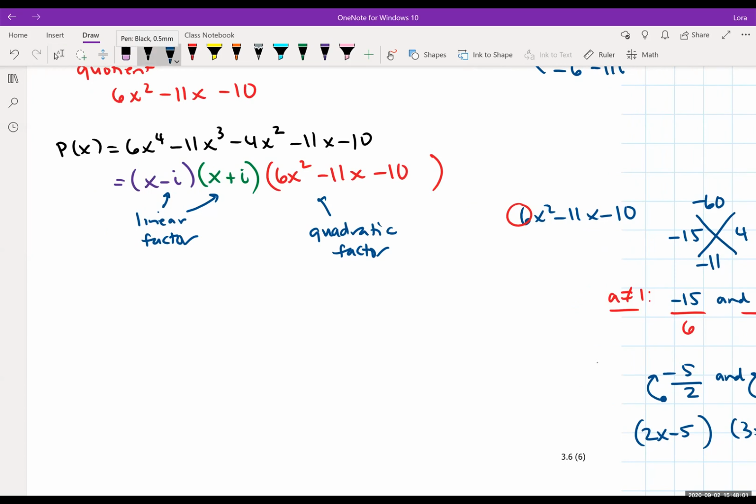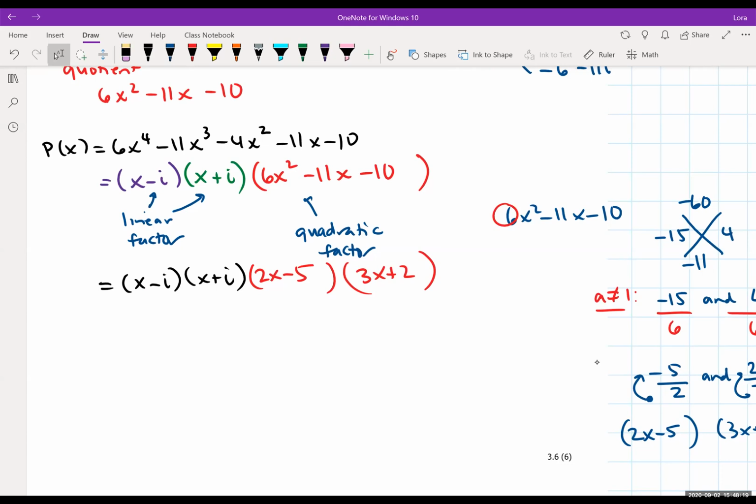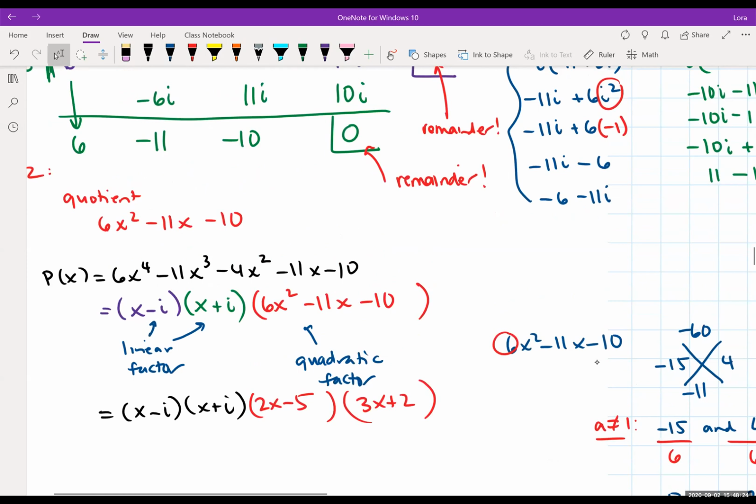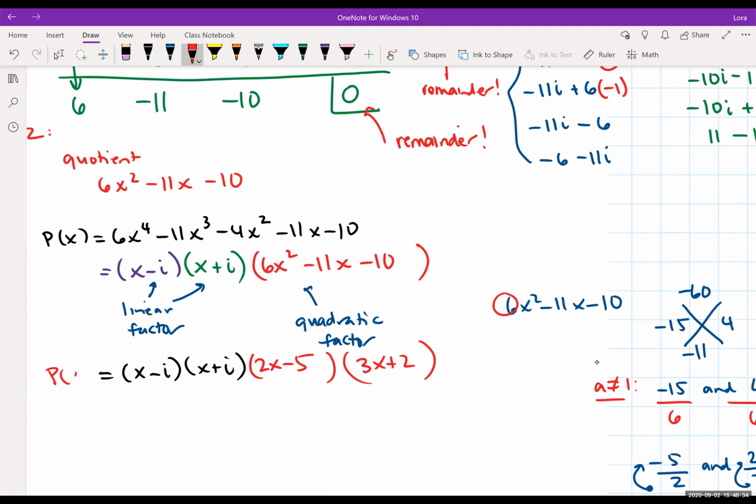So we are almost there with the factorization. We still have the x minus i and the x plus i. But now this quadratic factor is broken down into 2x minus 5 and 3x plus 2. And so we have this 4th degree polynomial factored, knowing some of the complex roots. I always check to see if I'm done. Use the given root to factor p of x completely. I have, so this would be what p of x is equal to as far as the factorization.